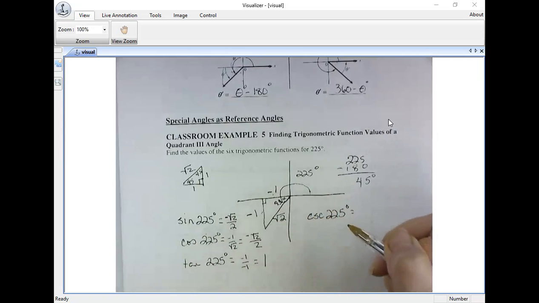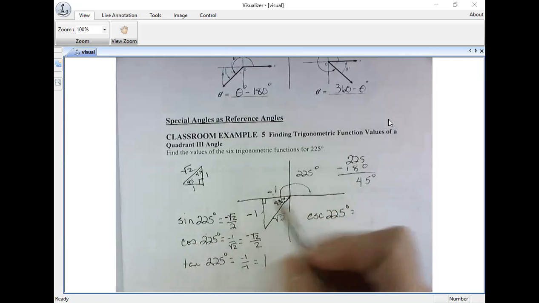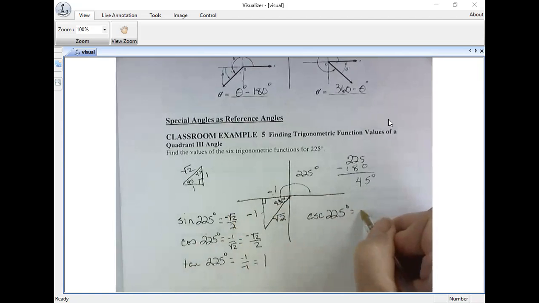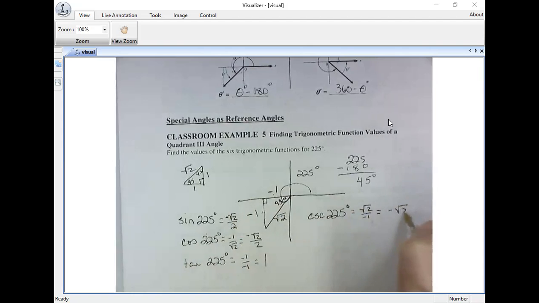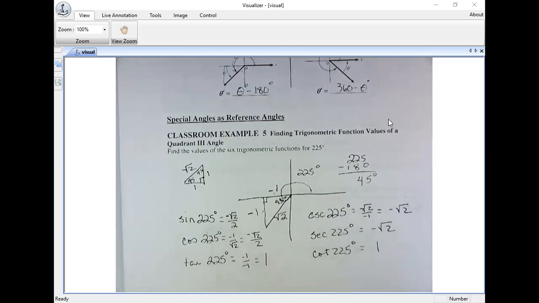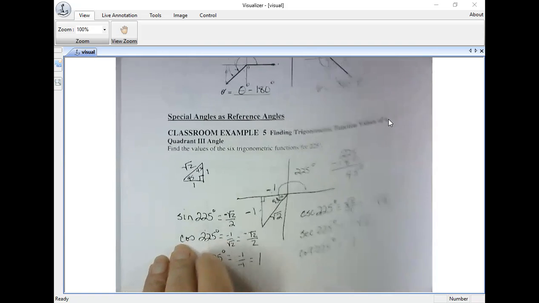It's going to be what? Instead of opposite over hypotenuse, it's hypotenuse over opposite, which means it is square root of 2 over -1, which just cleans up to be negative square root of 2, right? And that would mean that the secant is the same thing. Now let's get the cotangent of 225. It's what? It's also 1, because if I flip that, it still ends up being -1 over -1, which simplifies to be +1. All right, we're whipping through these pages. That's good.